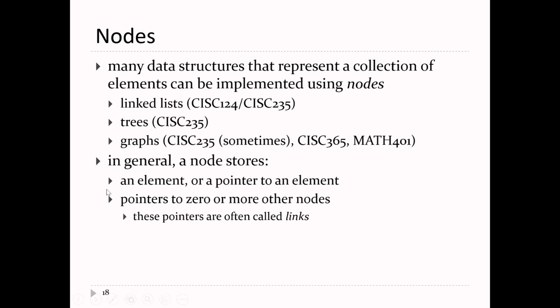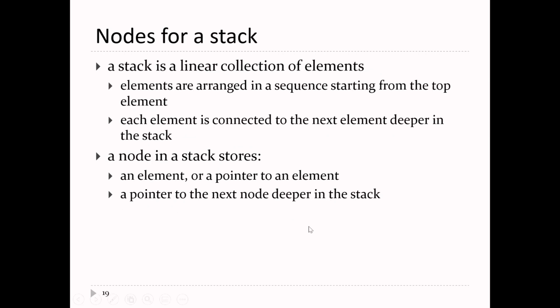So what does a node actually hold? It's going to store the element of our stack. It could also store a pointer to an element. So in C, you have the choice of whether you want to store the element or a pointer to an element. The pointer to an element becomes useful a little bit later on. For now, we're just going to store the element directly. Now, what else do you need in these node-based structures? You need a pointer to 0 or more other nodes, and those pointers are called links.